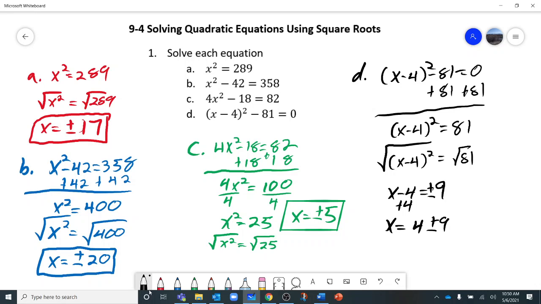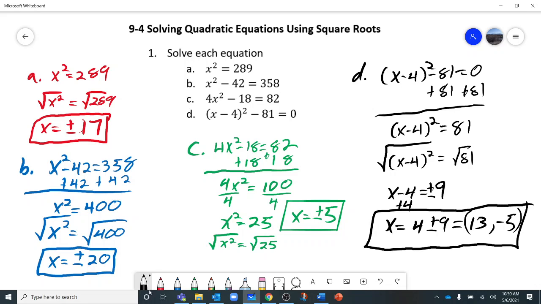4 plus 9 equals 13. 4 minus 9 gives me negative 5. So x can equal 13 or negative 5. Okay, and that's it for those.